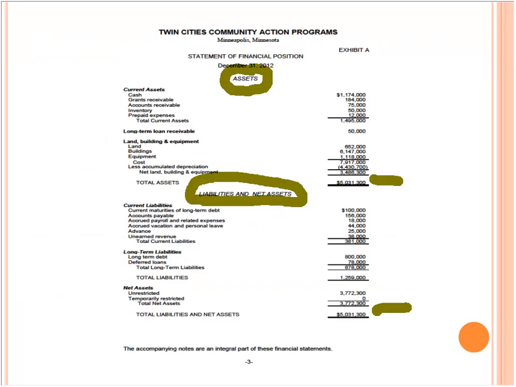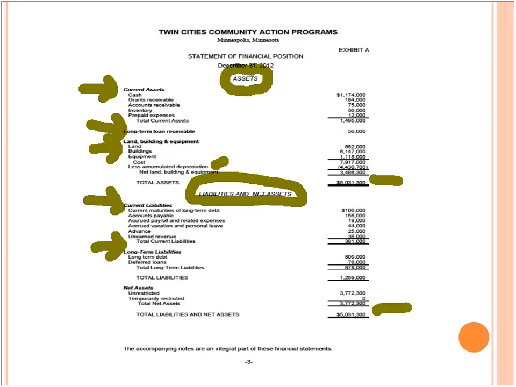On this statement, not every organization will have all of these categories, but there is a major heading for current assets. These are items owned by the organization that either are cash or can be converted into cash within 1 year, then long-term receivables or other financial assets, and then land, buildings and equipment, and notice the less accumulated depreciation. Those items in this example all total $5,031,300.